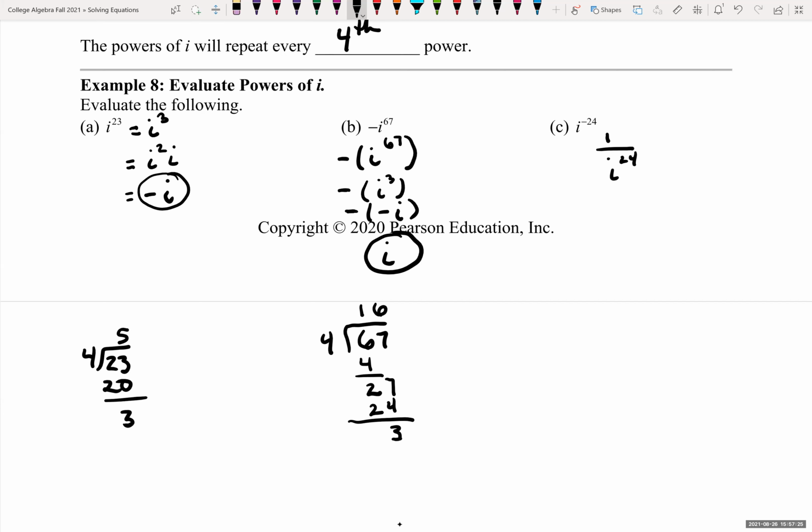So we'll figure out what i to the 24th power is. We want to look at 4 going into 24, which goes in evenly 6 times. So my remainder here is 0. So this is going to be the same thing as 1 over i to the 0 power. And recall, numbers raised to the 0 power, other than 0, are equal to 1. And so i to the 0 power is 1. We get 1 over 1, which is 1.